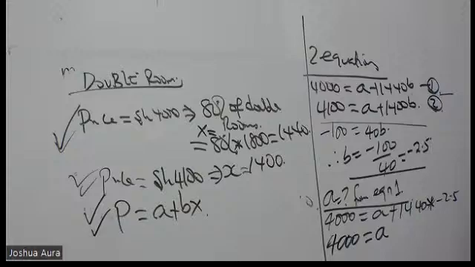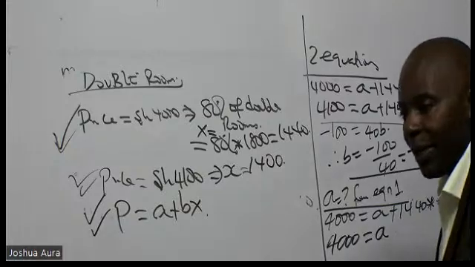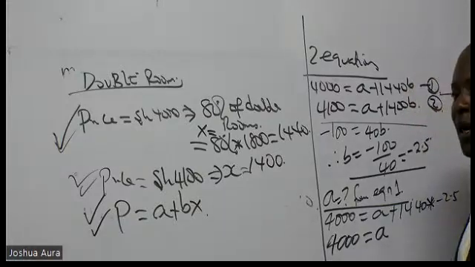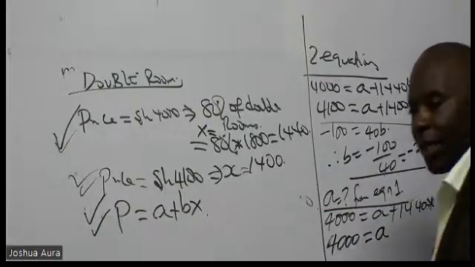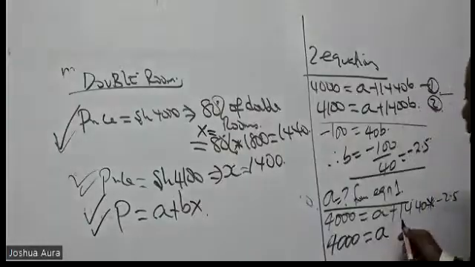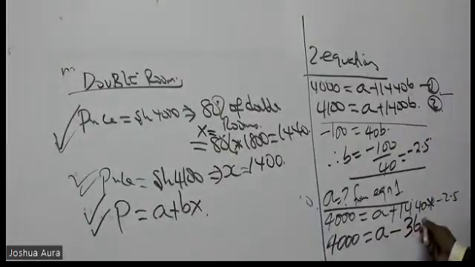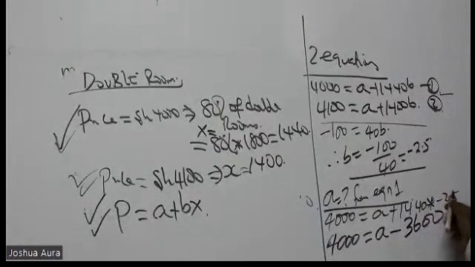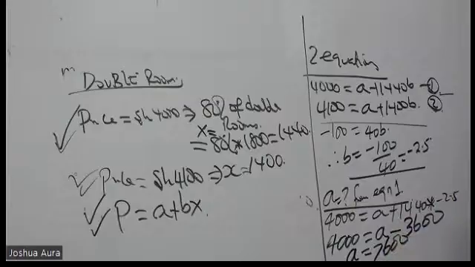This and this will be negative. Somebody give me a figure there. Please help me out. Yeah, so we have A plus minus 3,600. Please let this cross over the equal sign. When it crosses over the equal, it becomes positive, right? So A equals 4,000 plus 3,600, which is 7,600. That is A. And I have B.